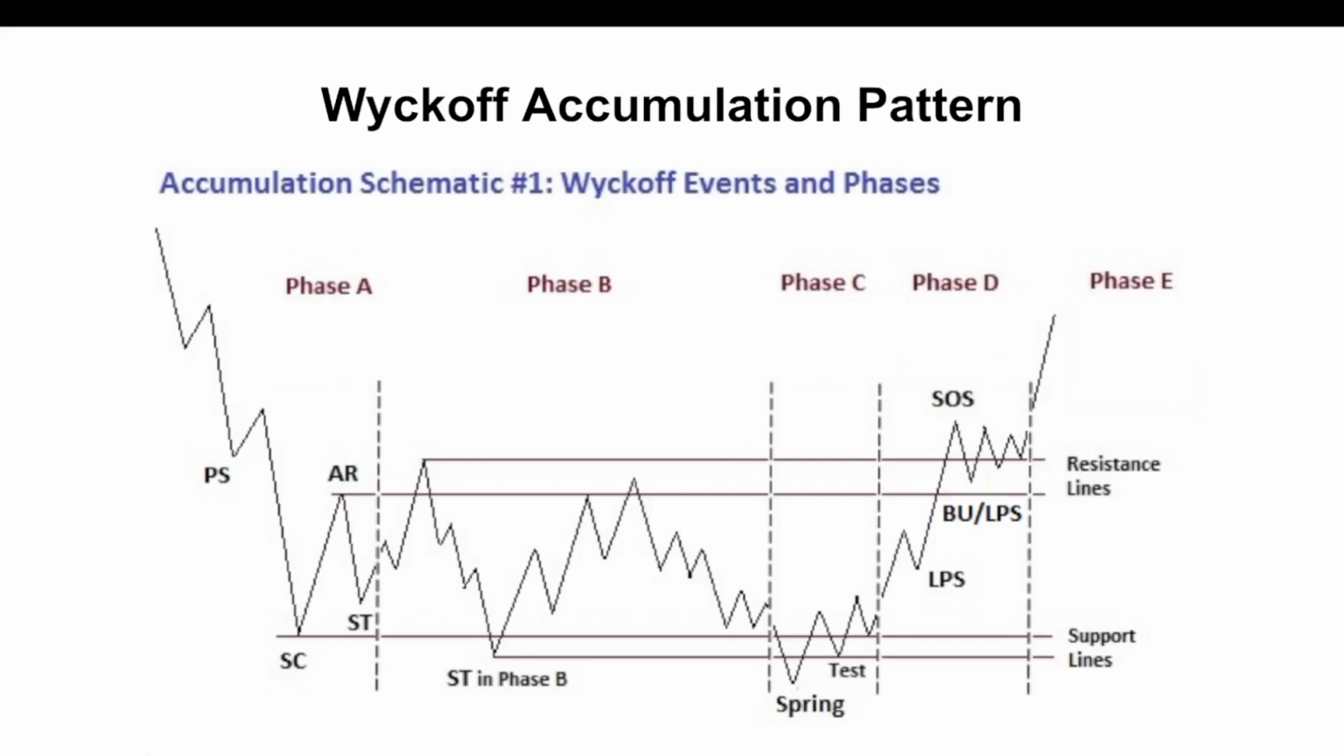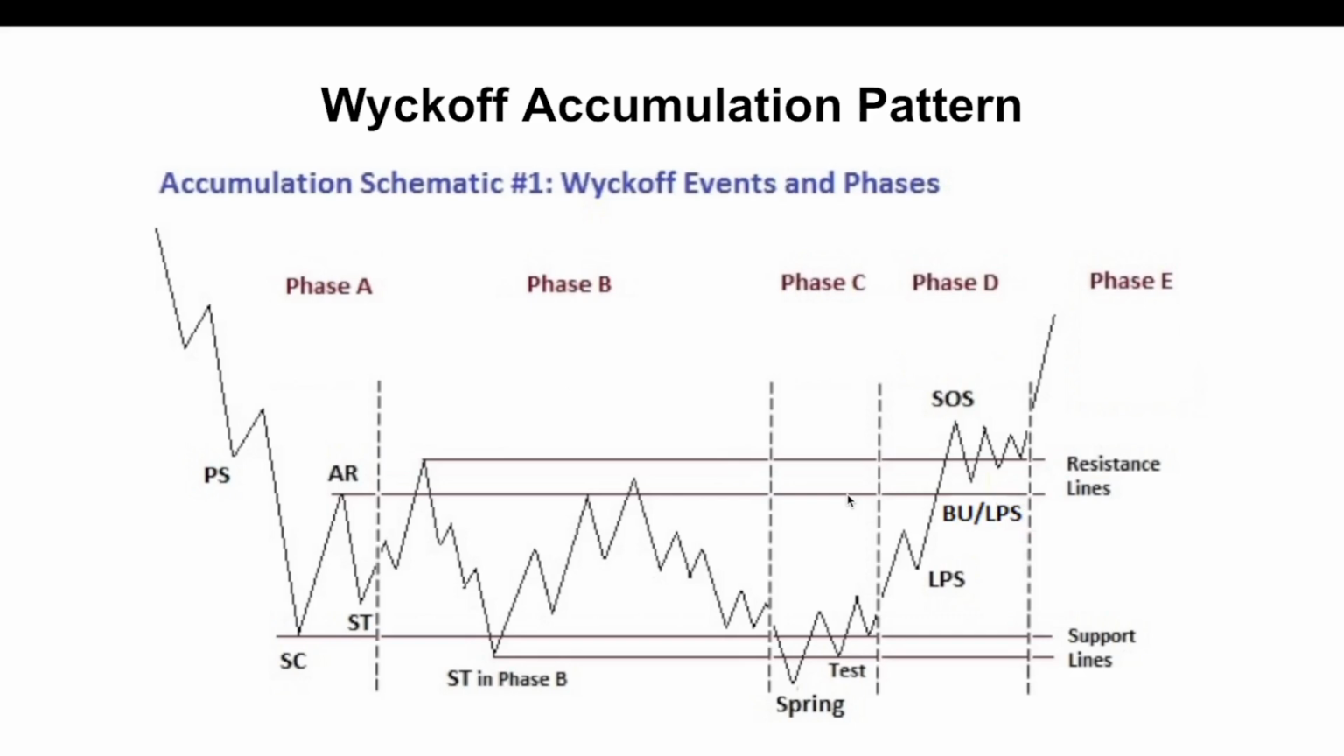The high of this rally will define the upper boundary or the resistance of the trading range. As we can see over here, the high of the automatic rally forms the resistance or the upper boundary of the trading range. Then after the AR, we have the ST, which is the secondary test.